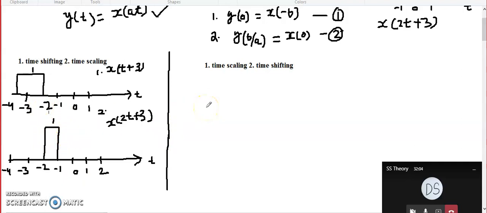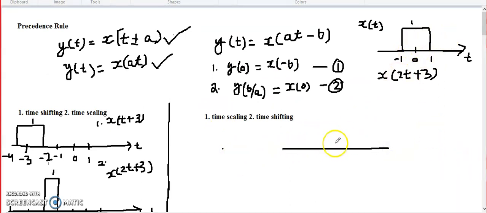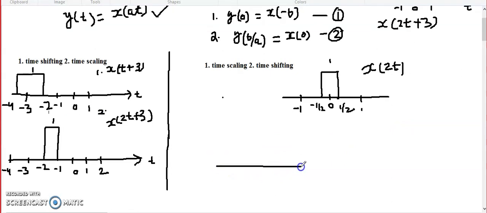In the second situation, when we do time scaling first, that is, x(t) is this, then if we do time scaling of it, the signal will come at half, it will be like this: minus half, half, and 0, and minus 1 and 1. It means we have performed x of 2t first, and then shifting. When we shift it, it will get shifted by 3, so 0 will come to minus 3 and it will be like this.